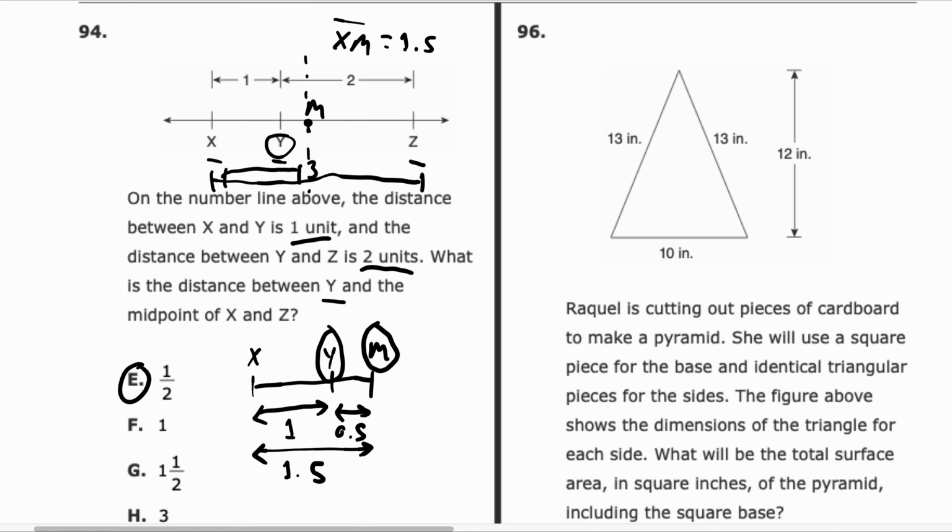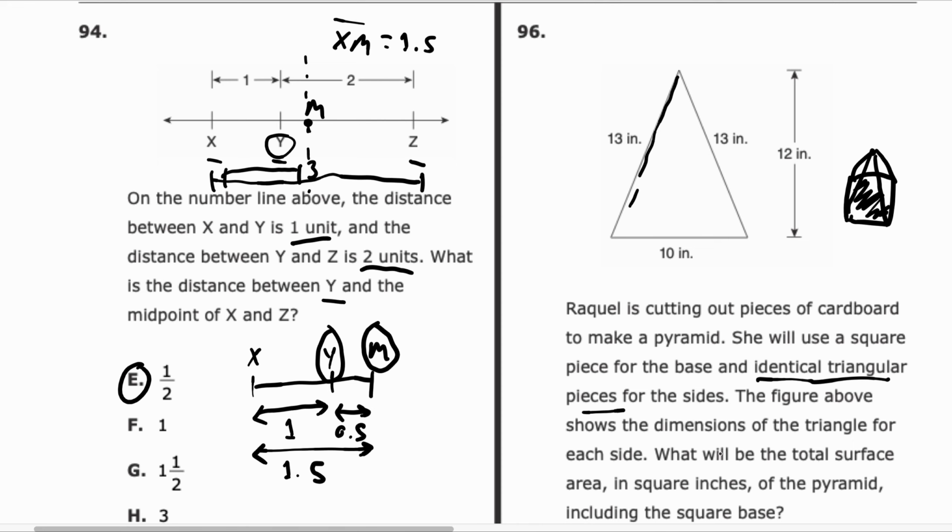Alright, 96. Raquel is cutting out pieces of cardboard to make a pyramid. She will use a square piece for the base and identical triangular pieces for the sides. So basically, our pyramid looks like this. I'm not great at drawing in 3D, but basically this is what the pyramid would look like. So we have a square base, right? And then the identical triangular pieces for the sides would look like this in 2 dimensions, right?